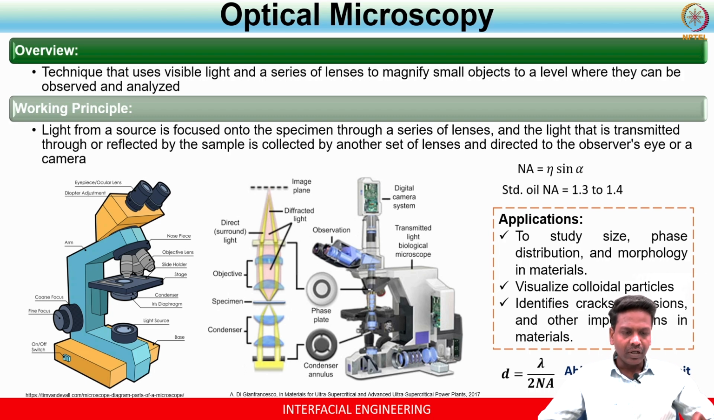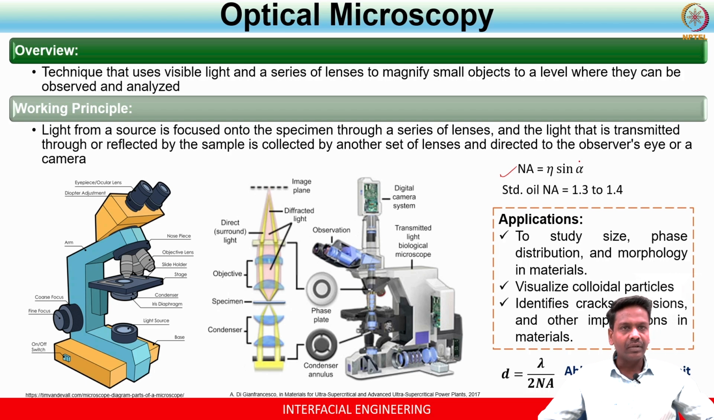More importantly, you must understand what is known as the numerical aperture. Numerical aperture tells us about the magnifying or resolving capacity of the lenses. The greater the numerical aperture, the greater the magnifying or resolving power of the lenses. The maximum angle alpha can go up to 90 degrees, which means at maximum numerical aperture, sin alpha will be 1.